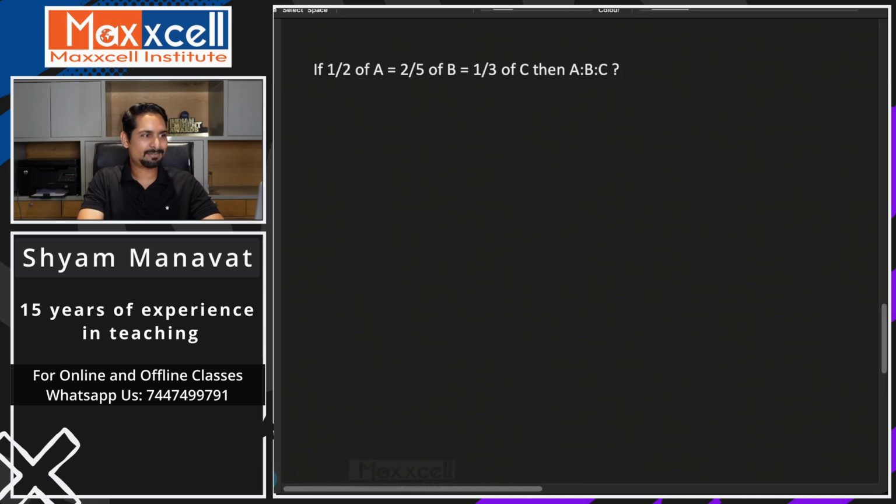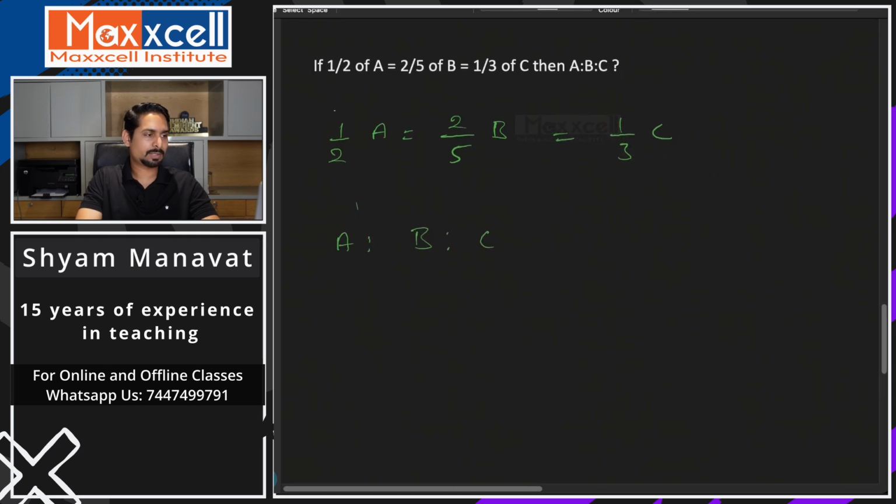Great. So this says half of A equal to 2/5 of B equal to 1/3 of C. That's what you have, and you need to find out A, B, C. So do you remember, if we try to get the ratio, what do we do? How do we do?